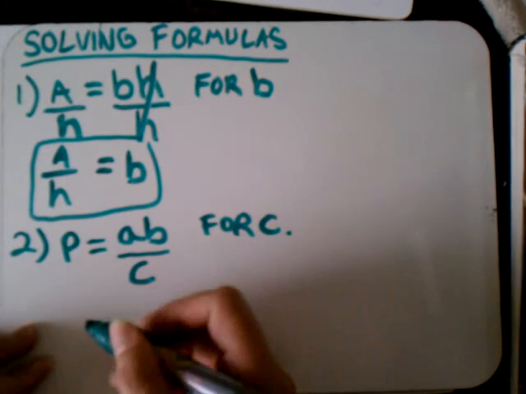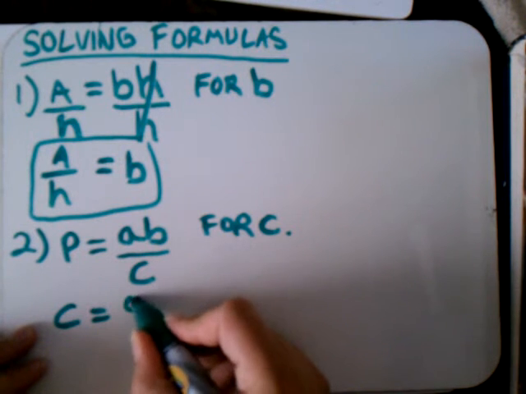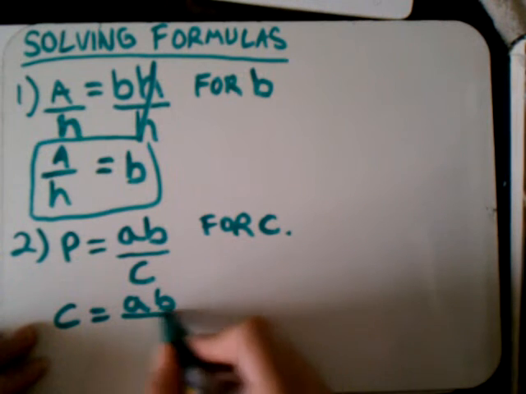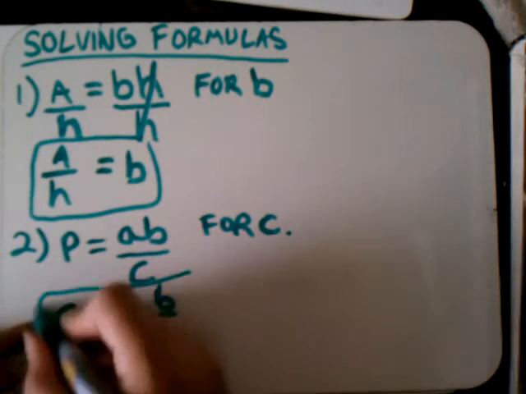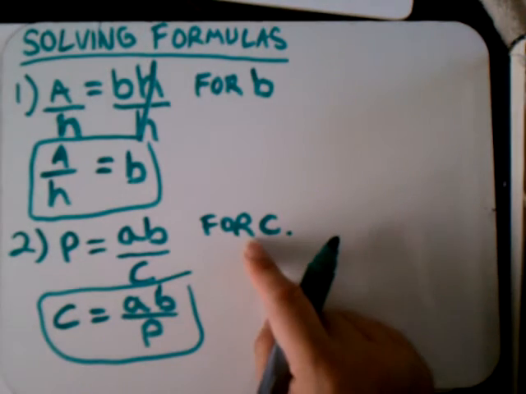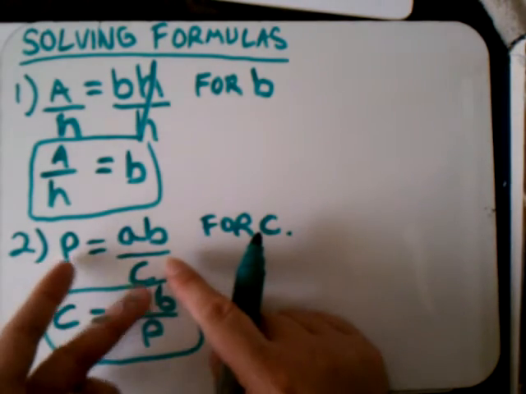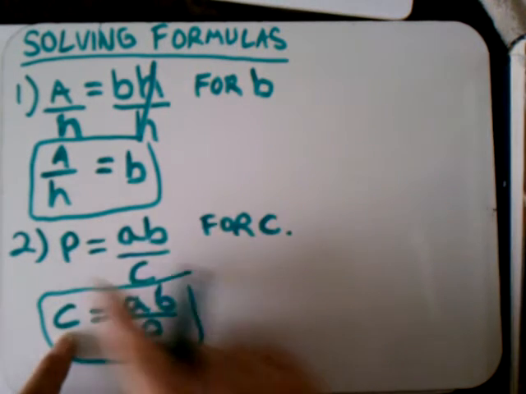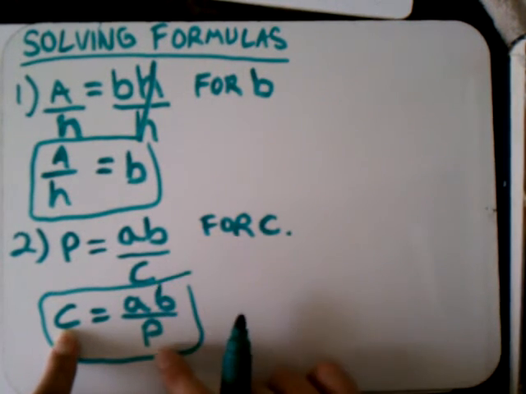Okay? So you just write C equals AB over P. And that's your answer. Okay? Solving for C, when C is on the bottom, just flip it over. So the C comes here and the P goes back and takes the place that C had. Okay?